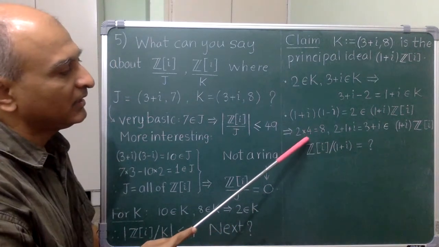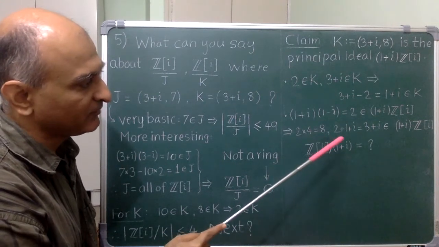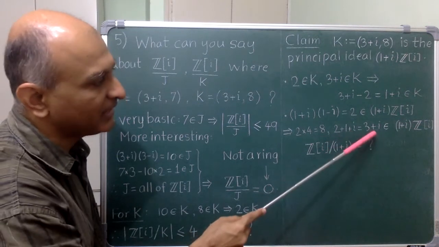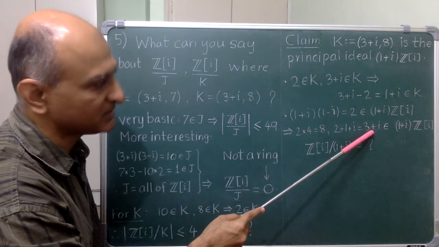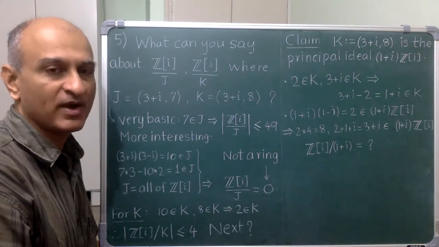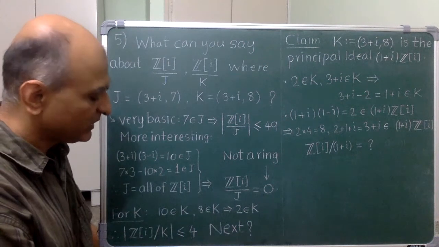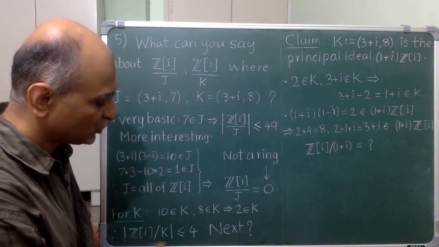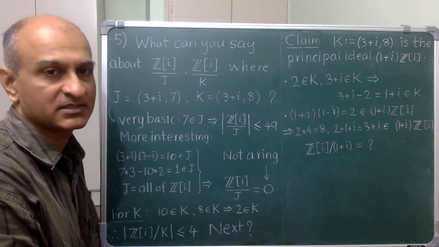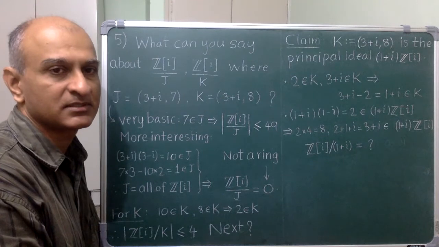Therefore, now the multiple 8 of 2 is also there, and adding 2 with the generator 1 plus i, I get 3 plus i also to be in the principal ideal. So I am done. But I still have to find out what this ring looks like. Remember that 2 is 0 in this ring, and so every element can be reduced to one of 4 expressions. So write these down and see if there is any further collapse.